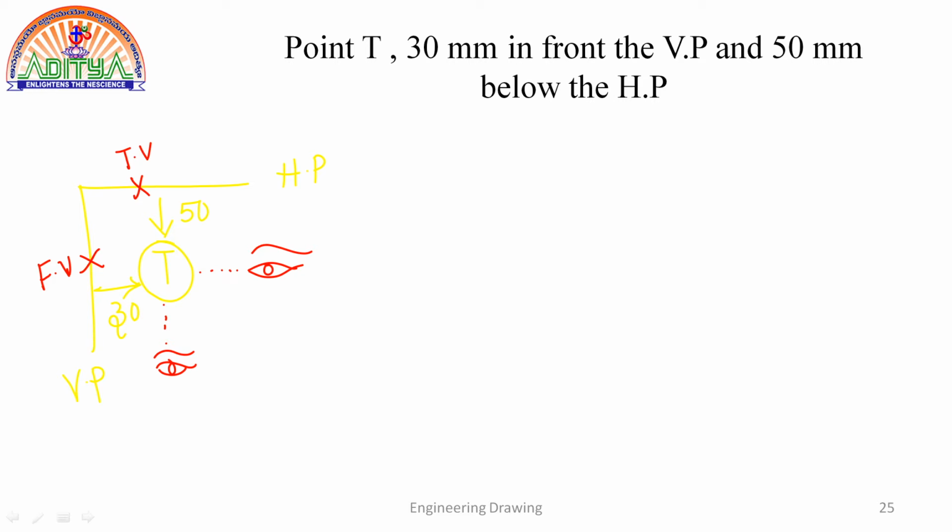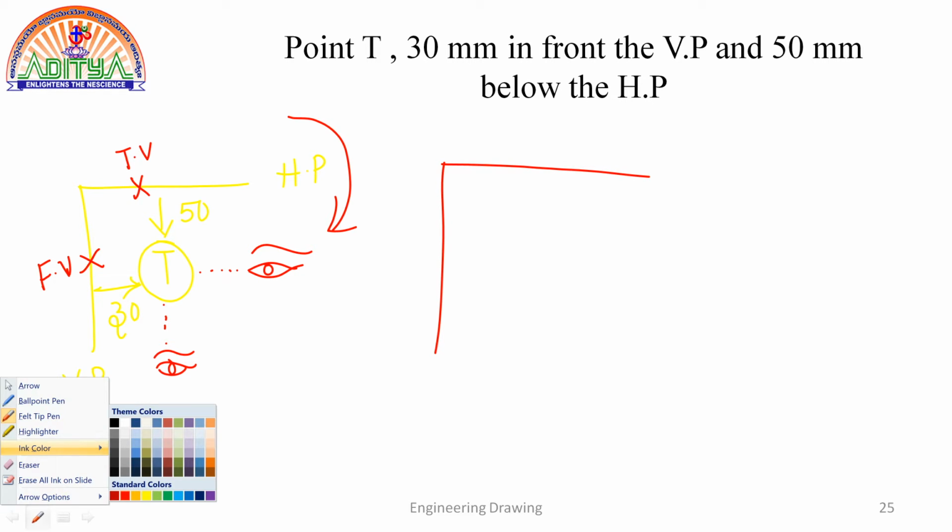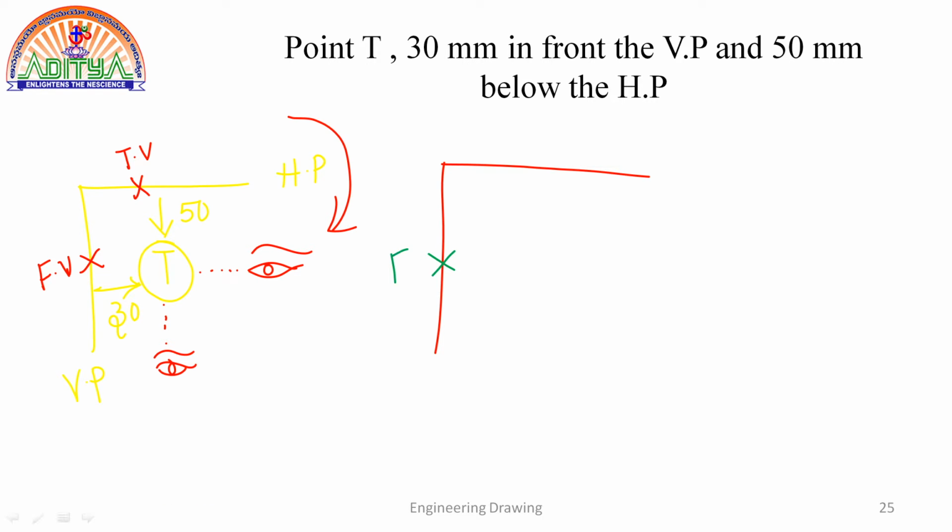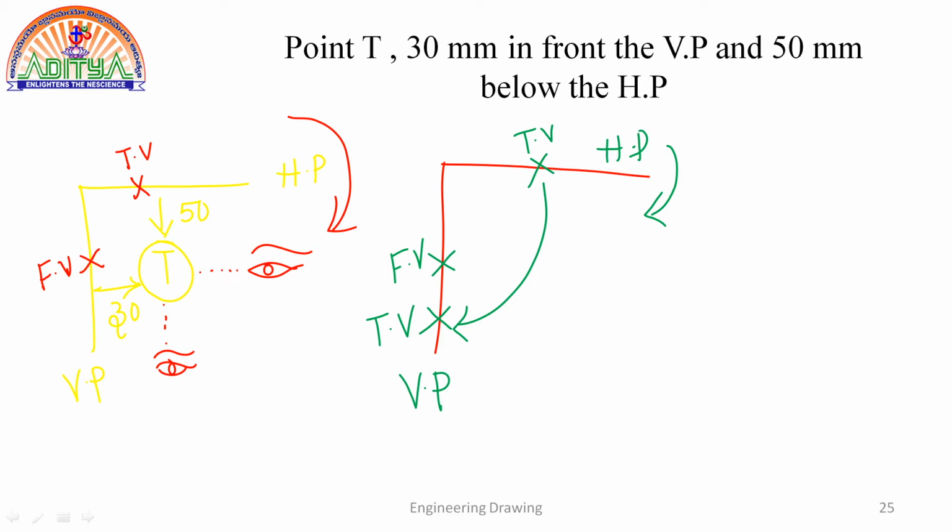Now after that what will happen? This horizontal plane will rotate in the clockwise direction. As we rotate this horizontal plane clockwise, both front view and top view will come in the same plane. So on the vertical plane this is the front view, and as we rotate this horizontal plane, the top view will come here. So it means below the reference line we are getting both front view and top view.